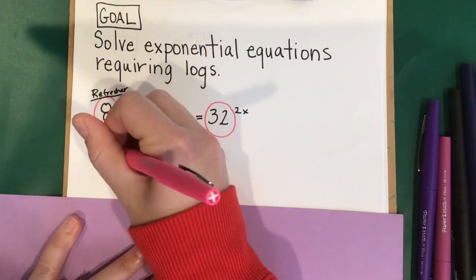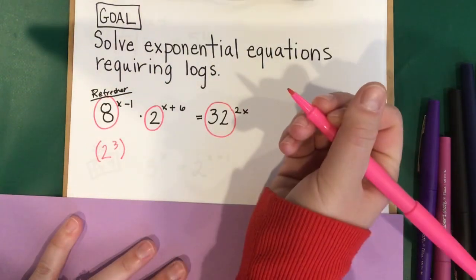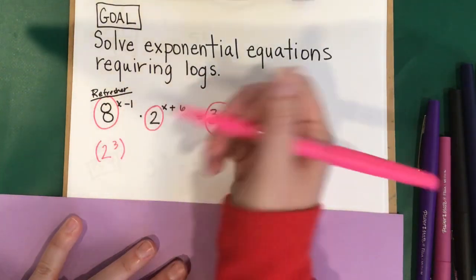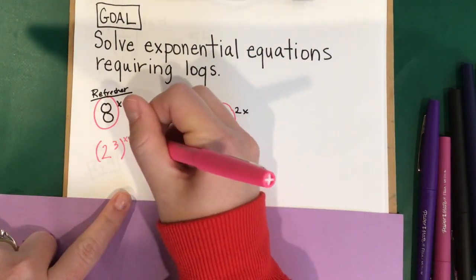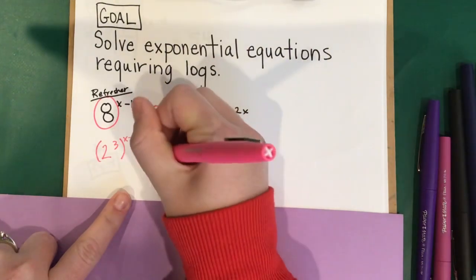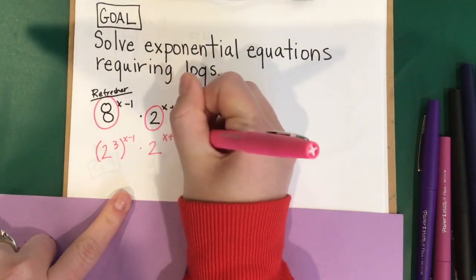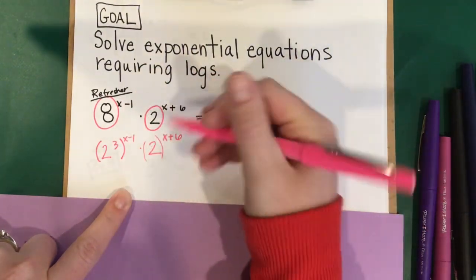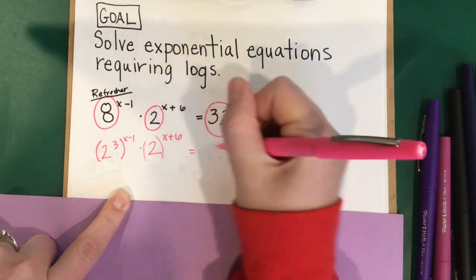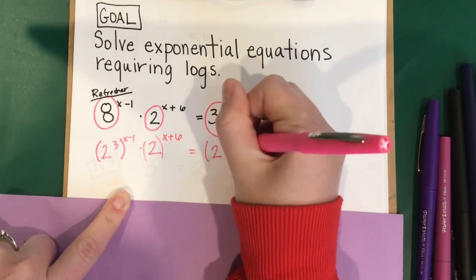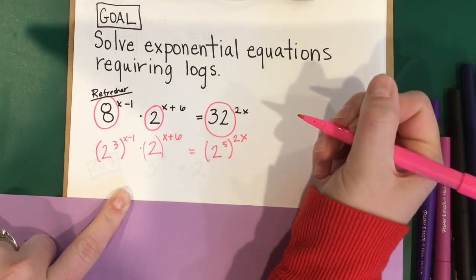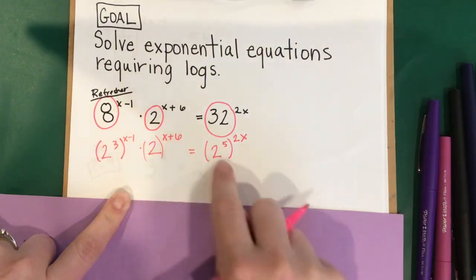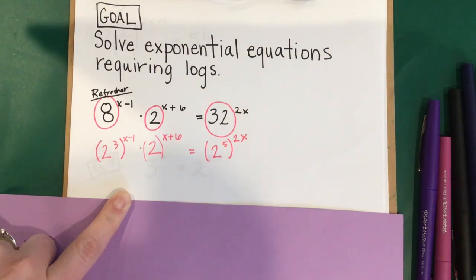So 8 is equivalent to 2 cubed. So I have, not 2/3, that's a fraction, this is a power: 2 to the third, to the x minus 1, times 2 to the x plus 6. Don't need to make any changes, it was already 2. And then 2 to the 5th raised to the 2x. So now all of them have the same base.